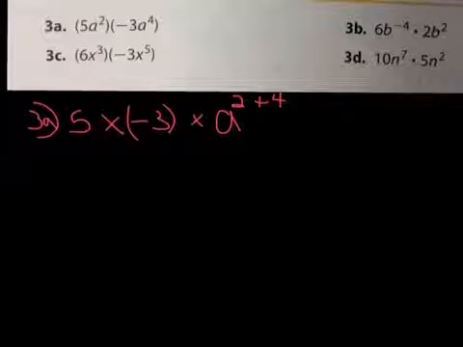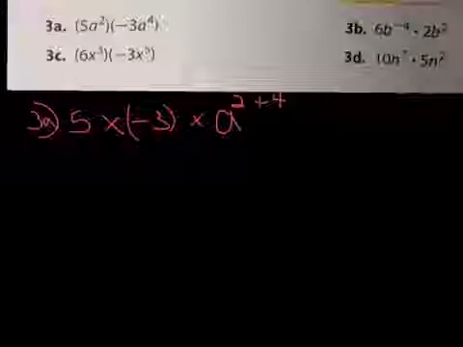Okay, so for A, let's use the commutative property, and let's group the numbers with numbers and variables with variables. What I want you to do is go ahead, pause the video and try these 4, and then play the video again to check your answers. Pause now.